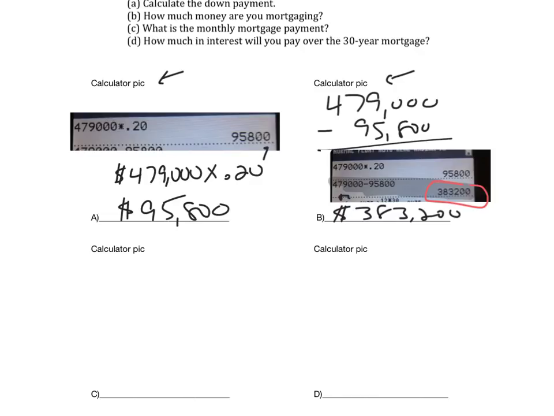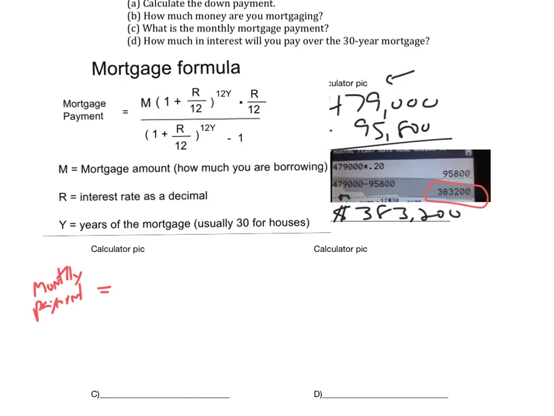Remember the formula for mortgage. The monthly payment is going to be the M, the amount of money you're mortgaging, so the $383,200 times 1 plus. For Bank 1, our interest rate was 4.75%. So we're going to move the decimal point 2 places to the left, so it's going to be 0.0475. So it's going to be 1 plus 0.0475 over 12. Raised to the 12 times y.